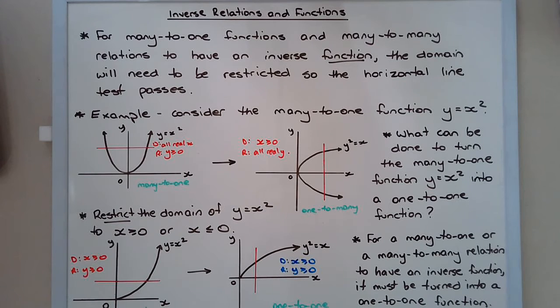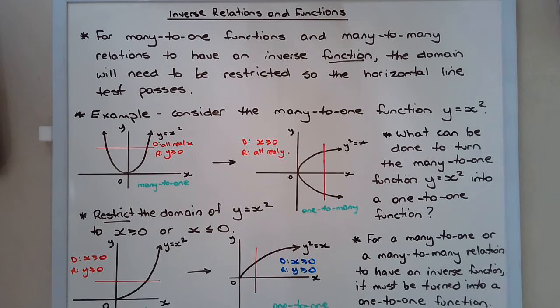The inverse of a one-to-one function is also a one-to-one function. A one-to-one function passes the horizontal line test, which means its inverse will pass the vertical line test. However, for many-to-one functions and many-to-many relations to have an inverse function, by the definition of a function, the domain will need to be restricted so the horizontal line test passes.